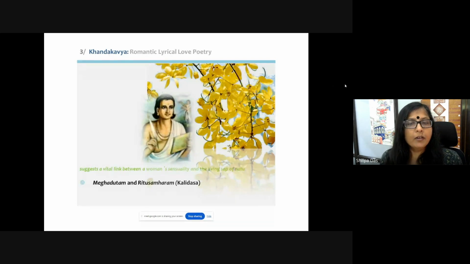And for Kalidasa, a very passionate woman is not just a mere human being, a mortal, but a yakshi, the very life spirit of nature and of a tree.